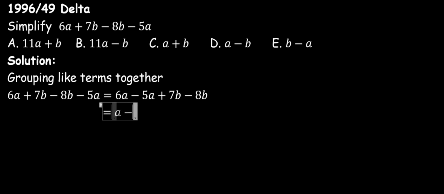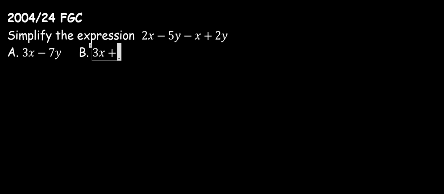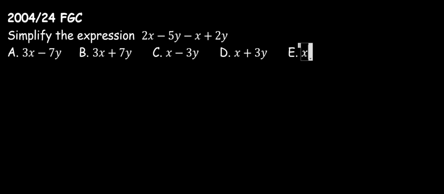What just happened? 6a minus 5a will give you a. 7b minus 8b will give you minus b, because the spoiled items are more than the good ones by one there. Another example. Simplify the expression 2x minus 5y minus x plus 2y. The options are given. A. 3x minus 7y. B. 3x plus 7y. C. x minus 3y. D. x plus 3y. E. x plus 7y.